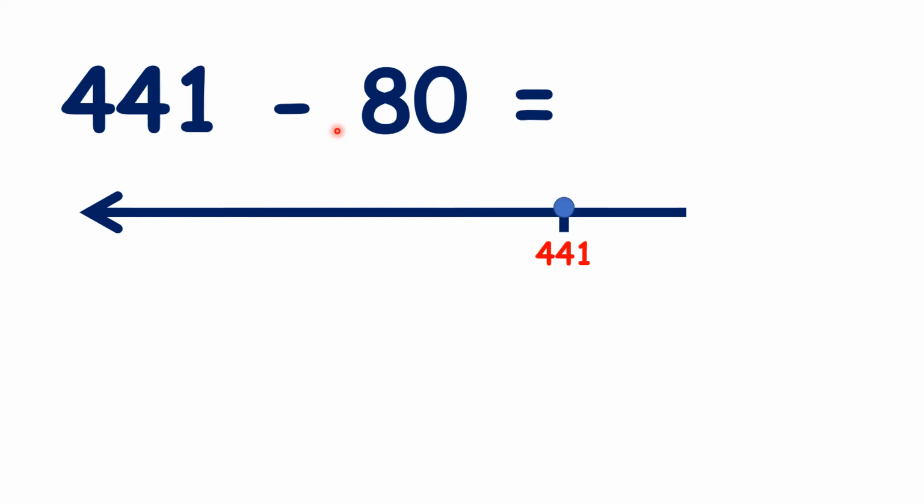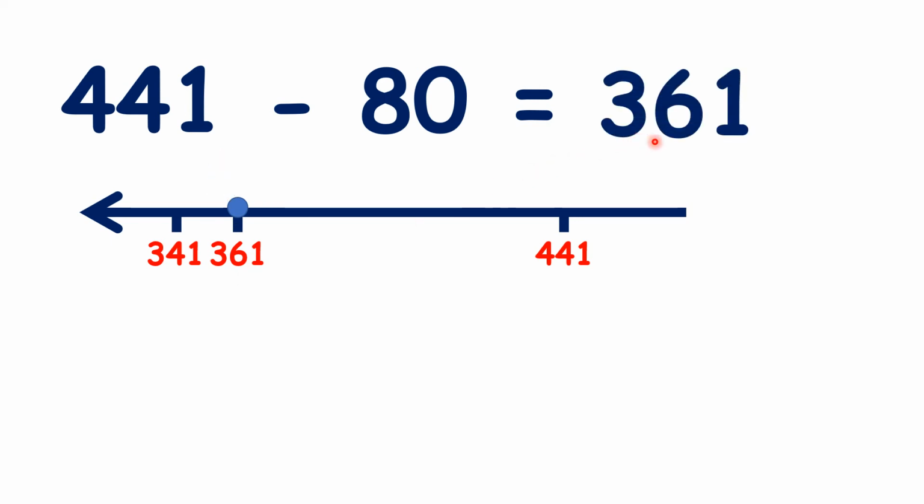So here we have to subtract 80. So how can we answer this by adjusting? Well, we can still subtract 100, but this means we've subtracted 20 too many. So now let's add 20, and that gives us our answer, 361.